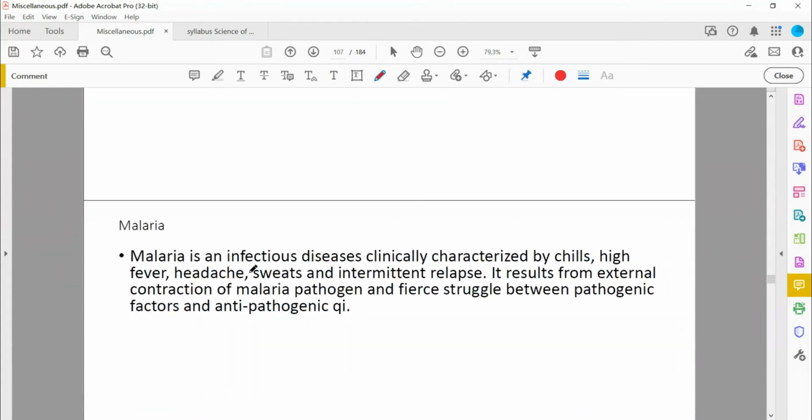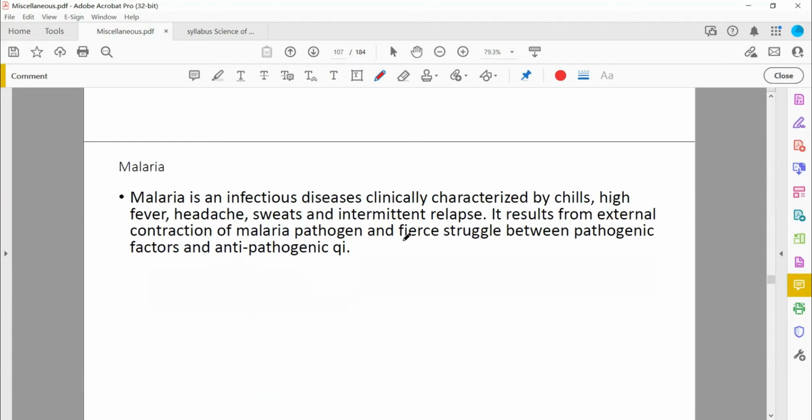Malaria is an infectious disease, clinically characterized by chills, high fever, headache, sweat, and intermittent relapse. So on and off, right? On and off. It results from external contraction of malaria pathogen.